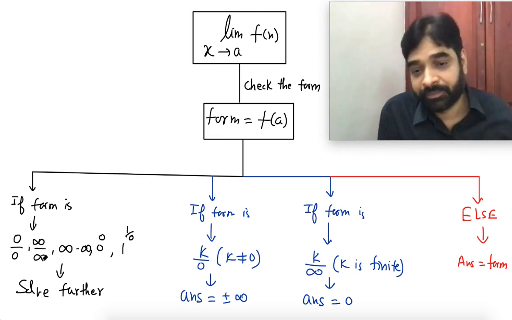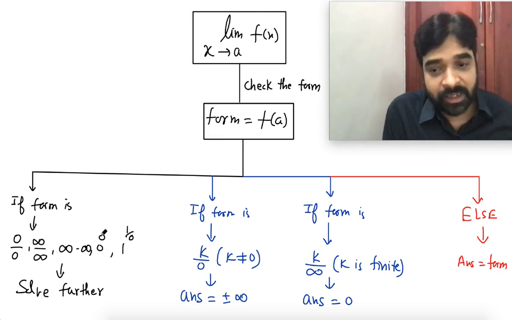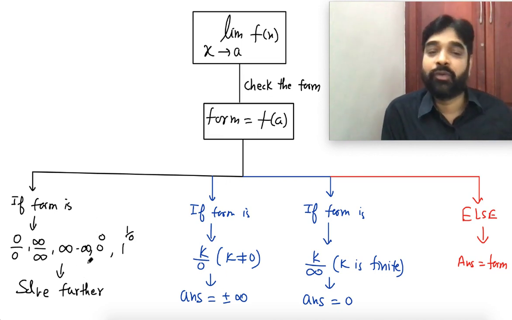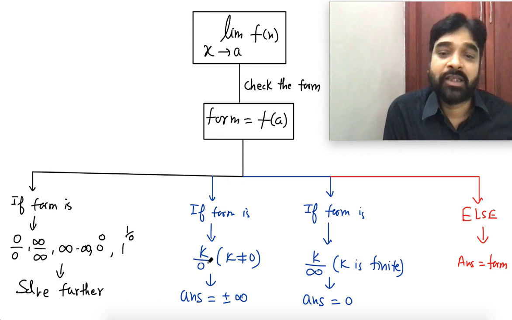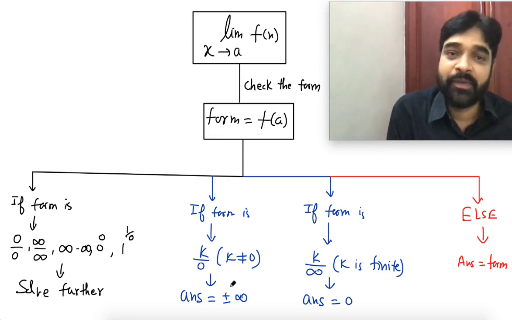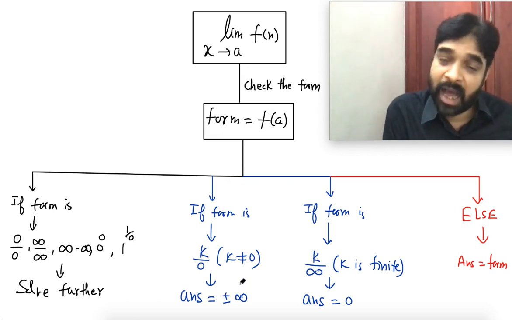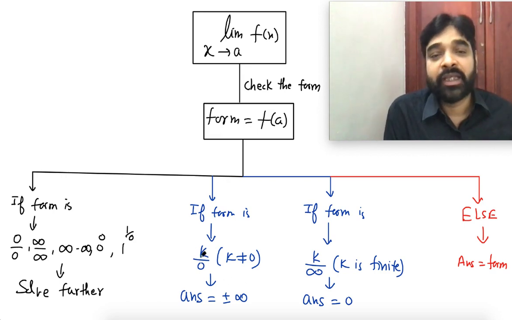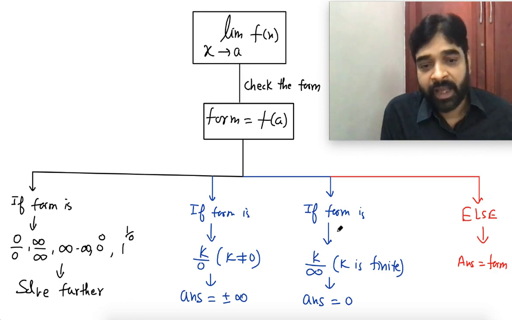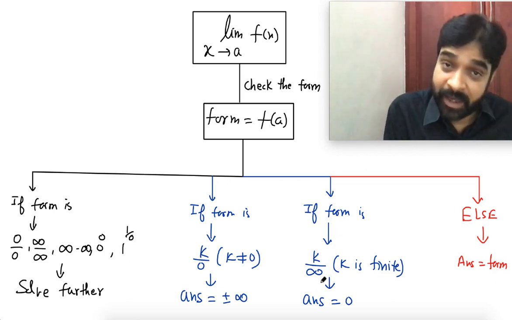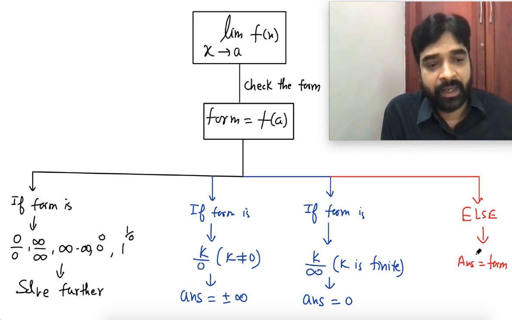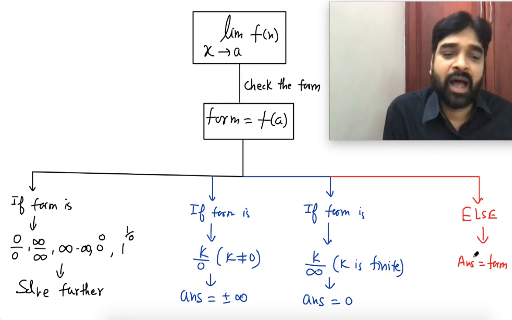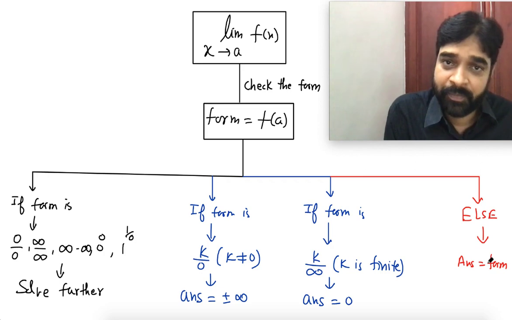Are you getting it? So if the form is this, solve further. How to solve further? Don't worry, we'll learn. If the form is k by 0, the answer will always be plus or minus infinity, not both, either plus or minus. Why? Because k may be positive, may be negative. According to the sign of k, it will decide. And if the form is finite by infinite, the answer will always be 0. You don't have to worry at all. And in all other cases, the answer will be the form itself.